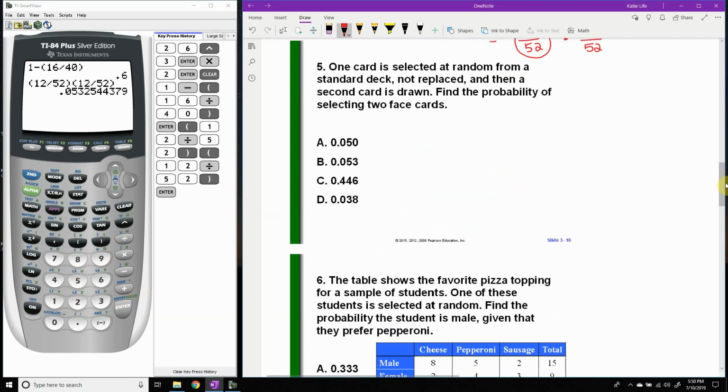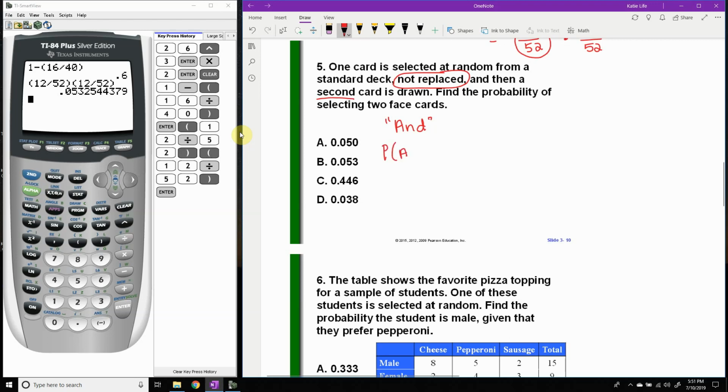Number 5. One card is selected at random from a standard deck, not replaced, and then a second card is drawn. Find the probability of selecting 2 face cards. Okay, so this is again the AND situation. 2 things are happening in sequence, but in this case, the first card is not replaced. So that means that the second card's probability of happening has been compromised. The sample space is no longer out of 52 cards, now it's out of 51 cards. So we have to use the conditional probability formula.